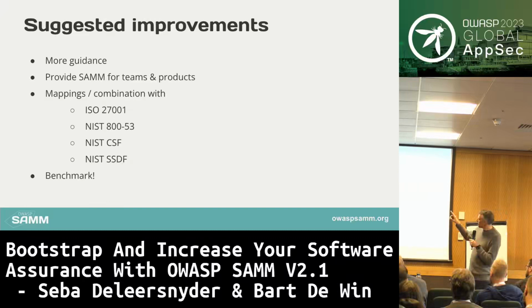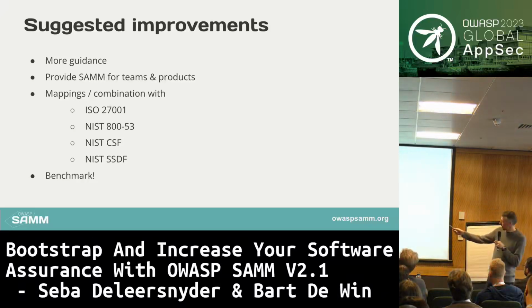Maybe first of all, some improvements that were suggested. People wanted to have more guidance, which is what we did in 2.1. We'll talk about that. People were looking for mappings towards particular standards, which is what we did in 2.1. We started it. We'll share some of the details there. People were looking for benchmarking data, which is what we're working on. It's not there, but we're making progress.